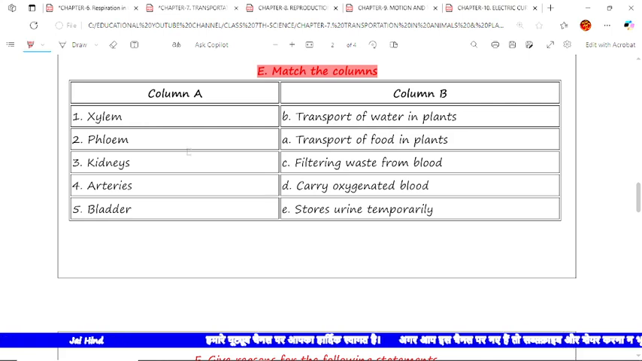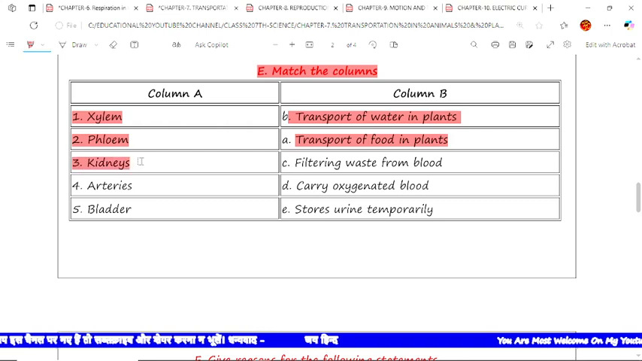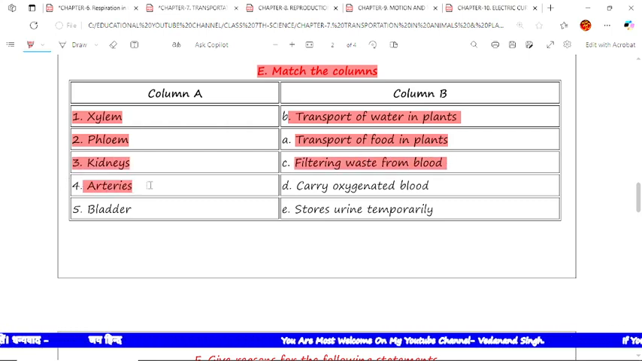So we are matching now. The first is xylem, transport of water in plants. Now the next is phloem, transport of food in plants. Now the kidney, filtering the waste from blood. Next is arteries, they carry oxygenated blood. Now the next is bladder, which stores urine temporarily.